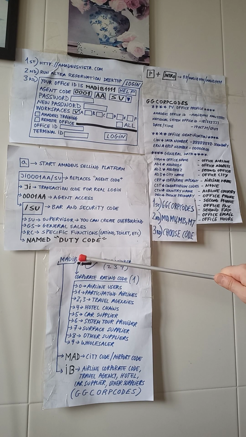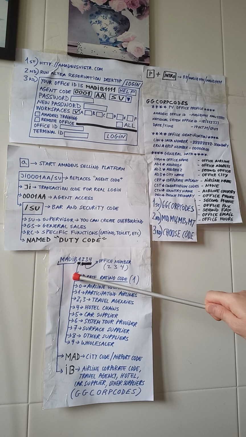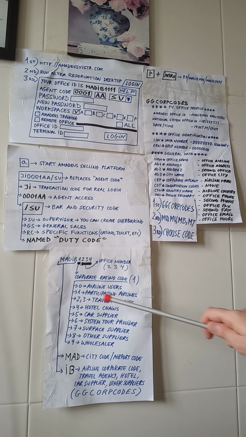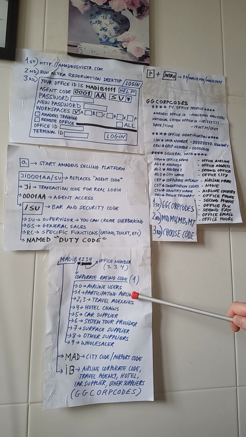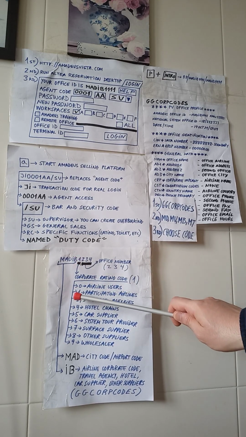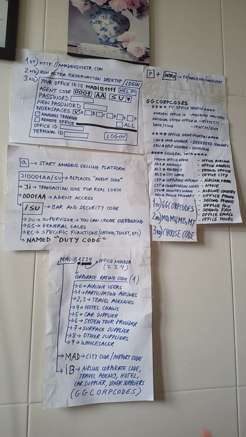Meaning of 1, the first number. It's called corporate rating code, okay? Corporate rating code. And in this case, it's 1 because in this list below it refers to participating airlines, one participating airlines. That's why here is one, because it refers to participating airlines.